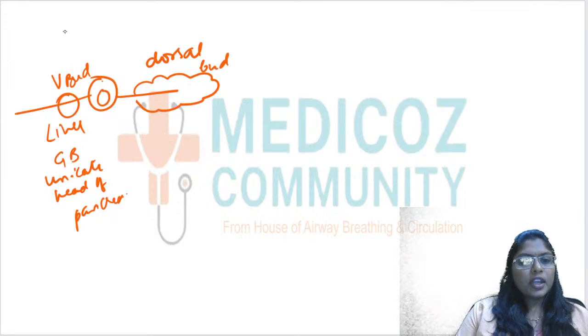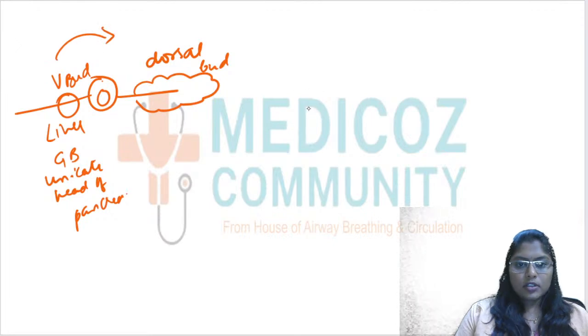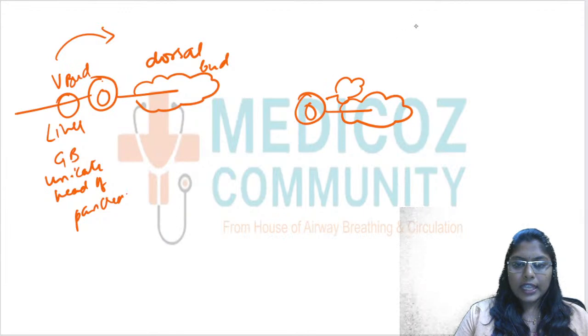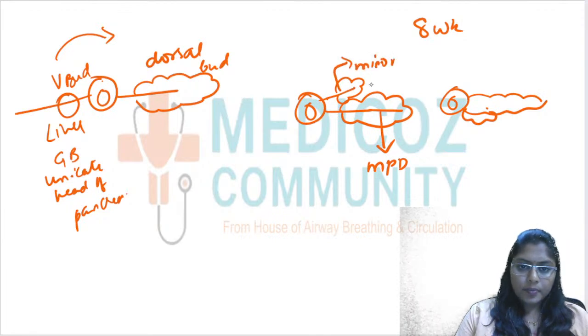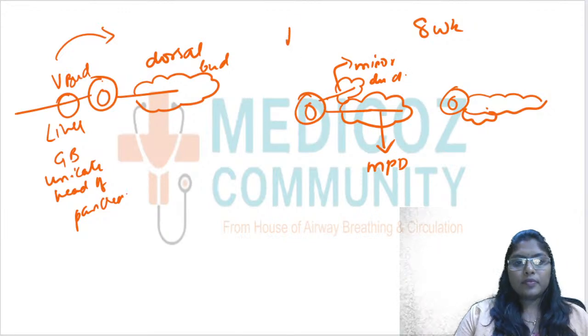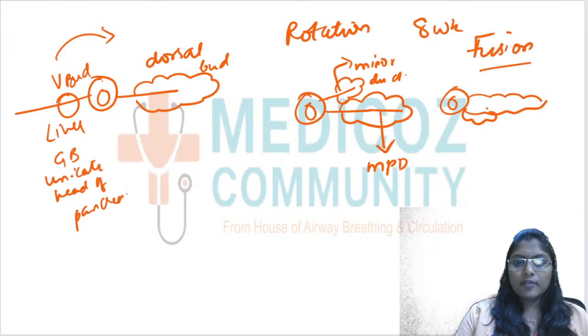So what happens is, after the 7th week, there will be rotation. So the ventral bud comes to this side, and after the 8th week there will be fusion of the dorsal and ventral buds. This is the main pancreatic duct and this is the minor pancreatic duct. If there is abnormality in the rotation or if there is abnormality in the fusion, we'll have pancreatic anomalies.